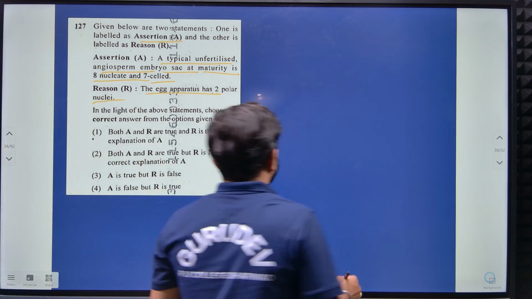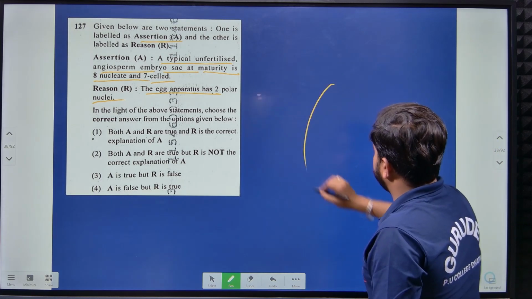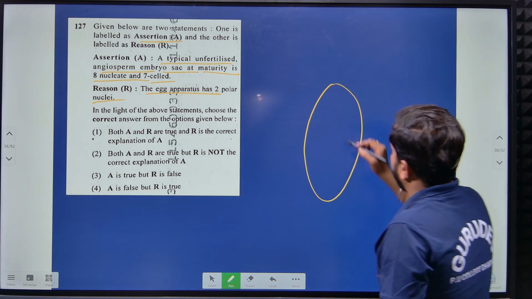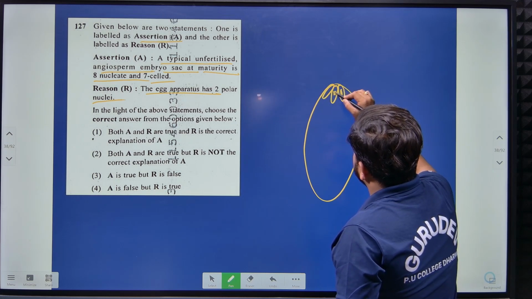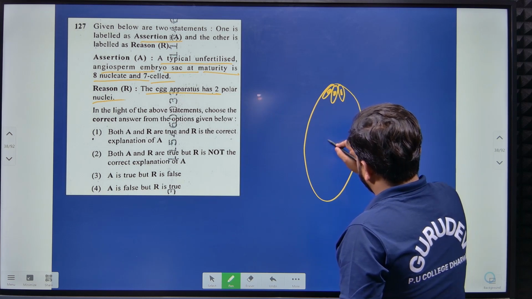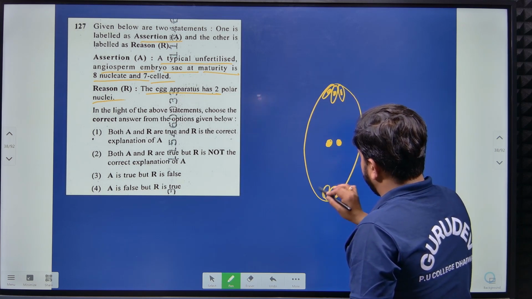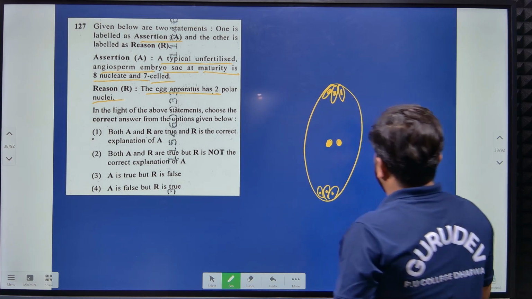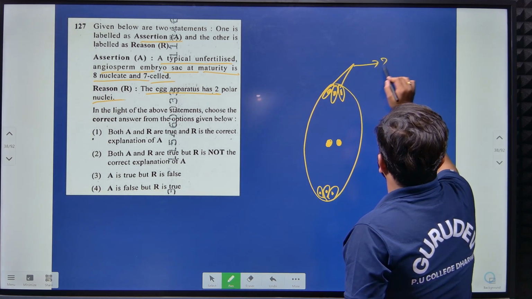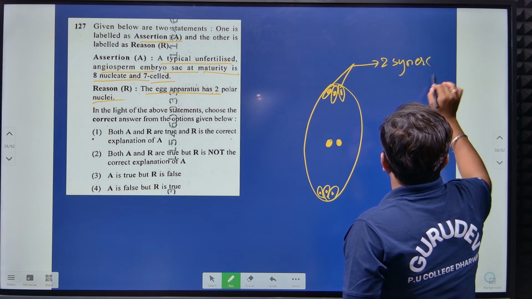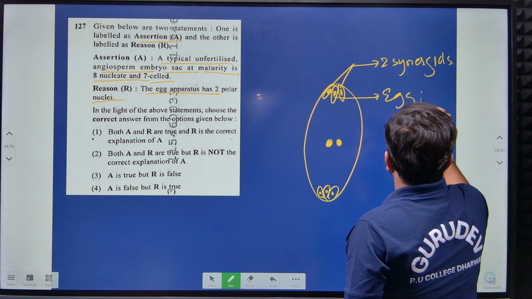Now, a typical embryo sac of an angiosperm, if you consider what it has. At the micropylar end we will find the egg apparatus, that is the egg cell and synergids. Then at the center we will find the 2 polar nuclei, and at the chalazal end I am finding the 3 antipodal cells. If I label it here, 2 synergids, and with respect to that 1 egg cell.